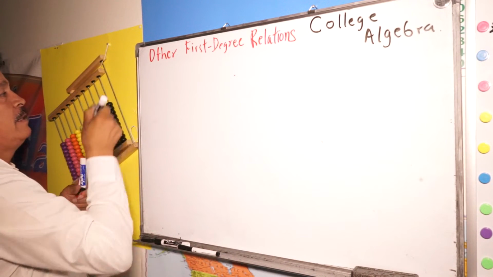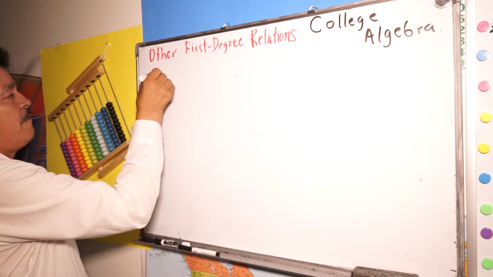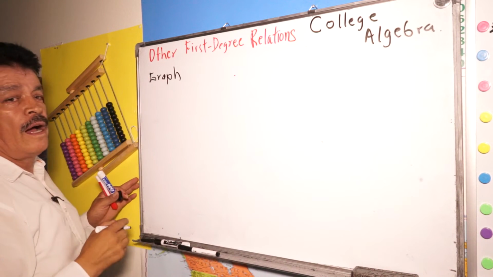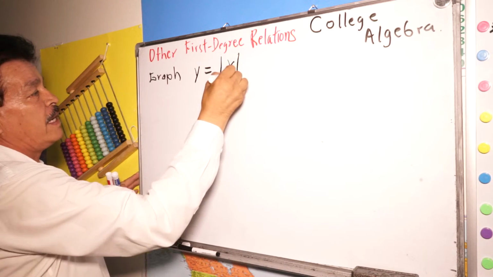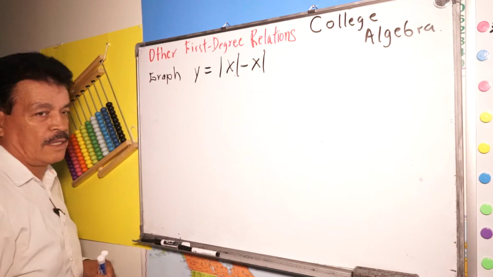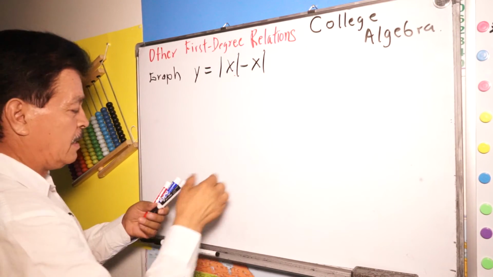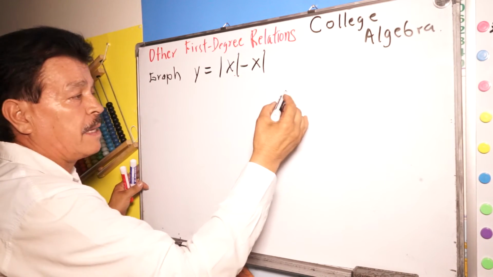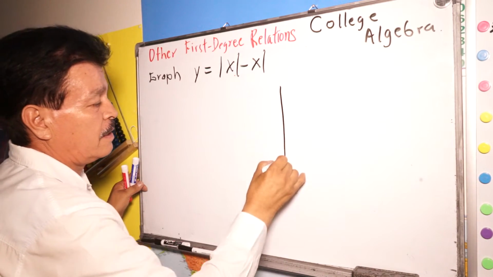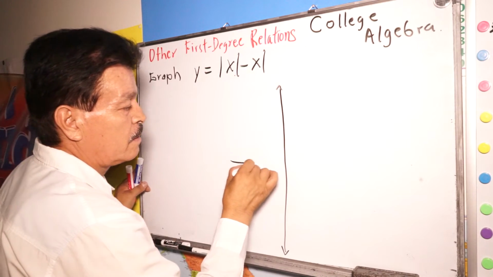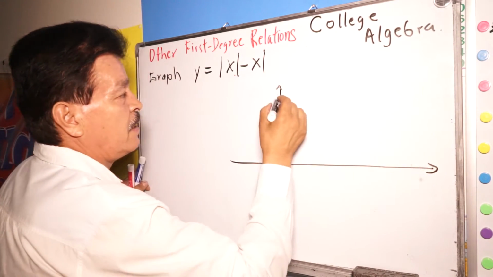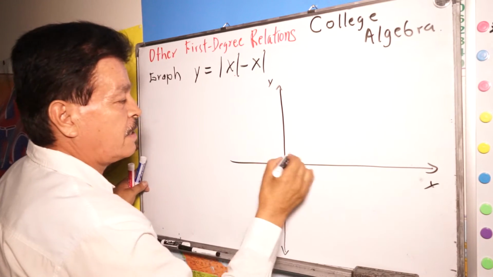Now graph y equals absolute value of x minus x. All right, let's see. Very simple. Let's make the graph. Let me make a little graph right here. That's very simple. This is y, this is x.